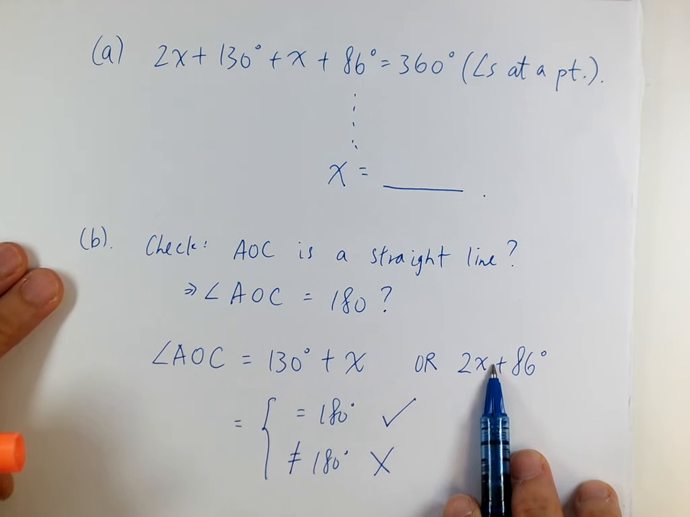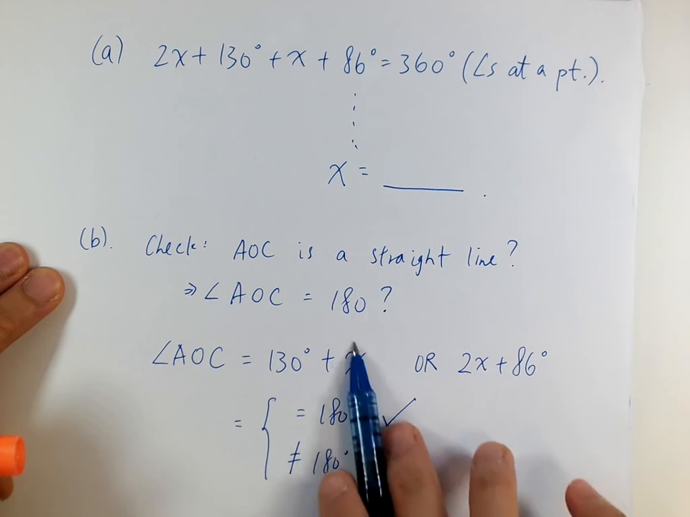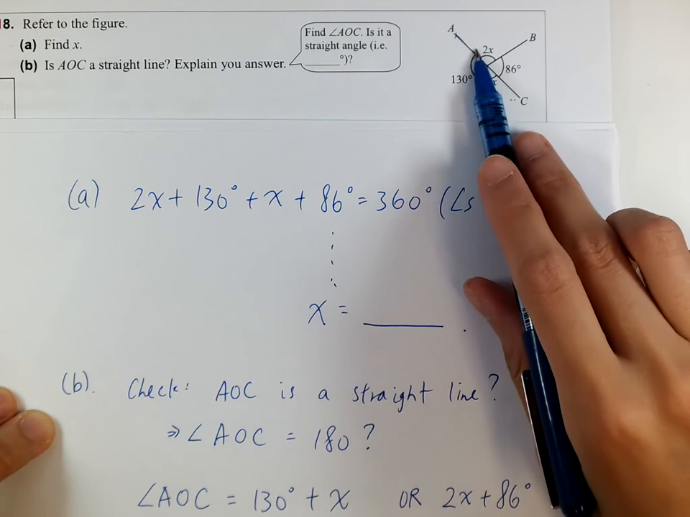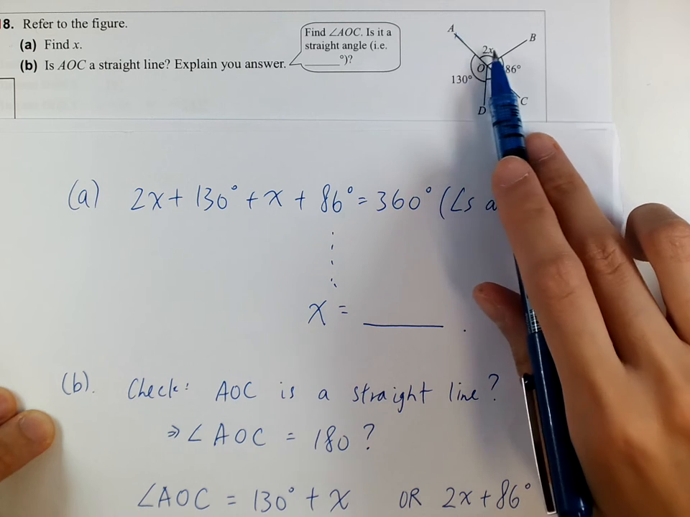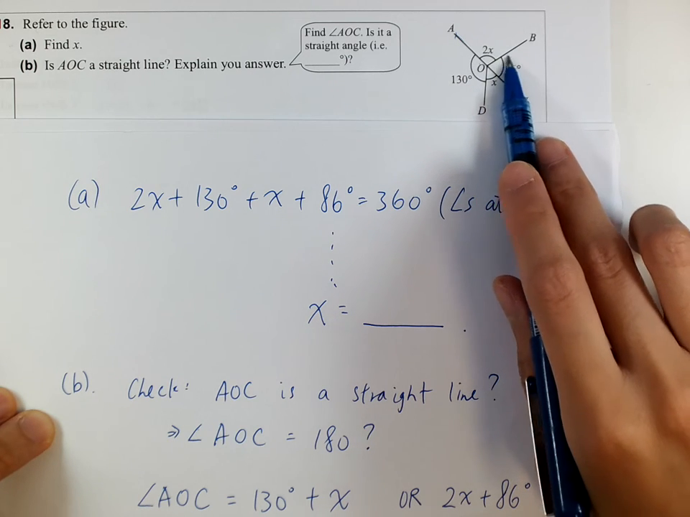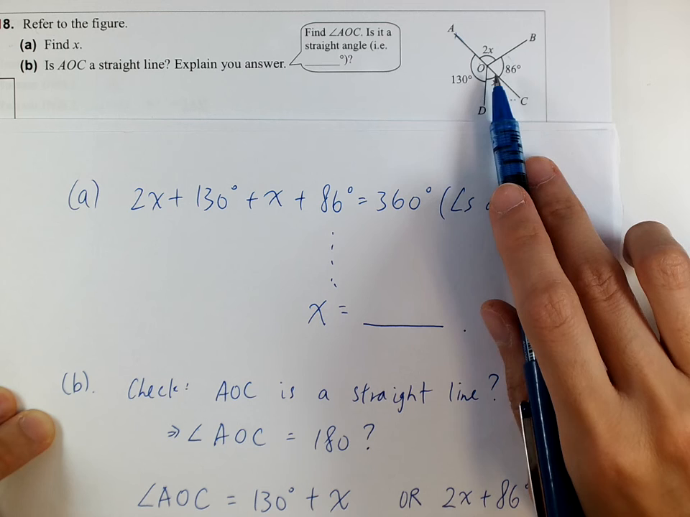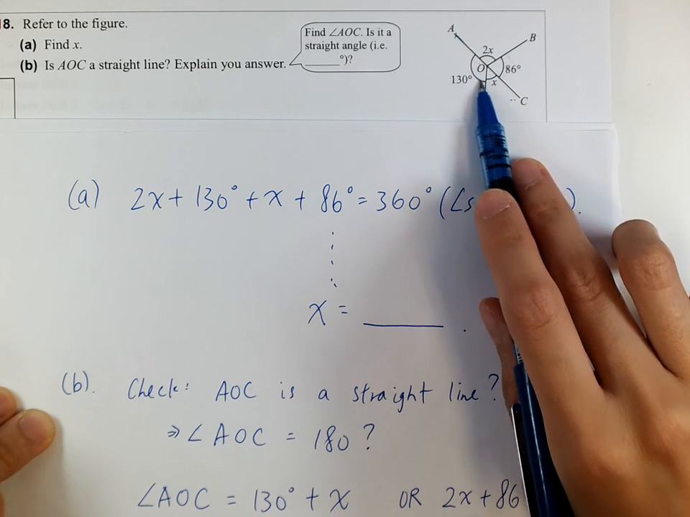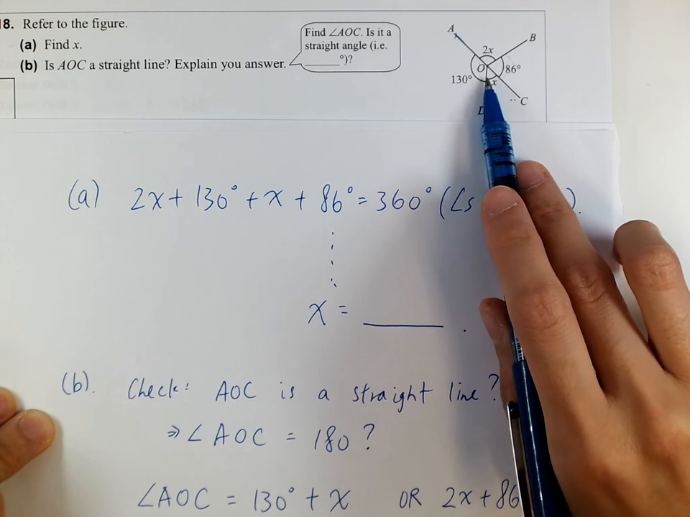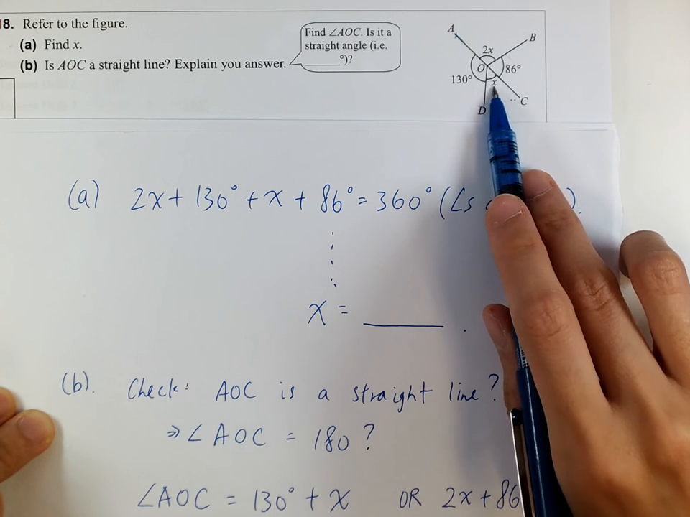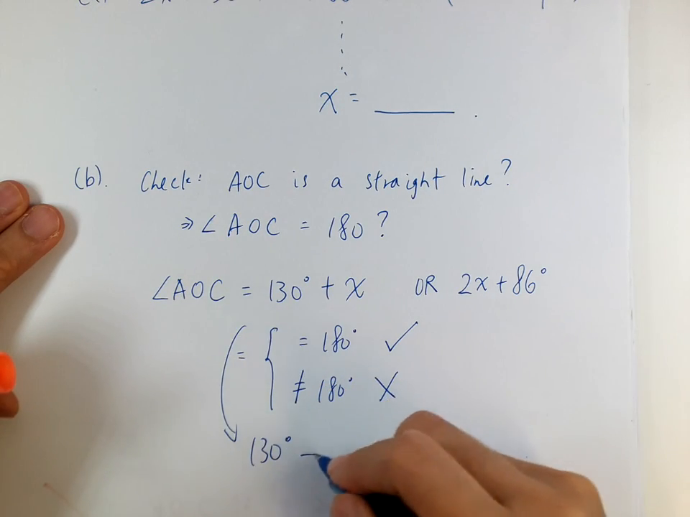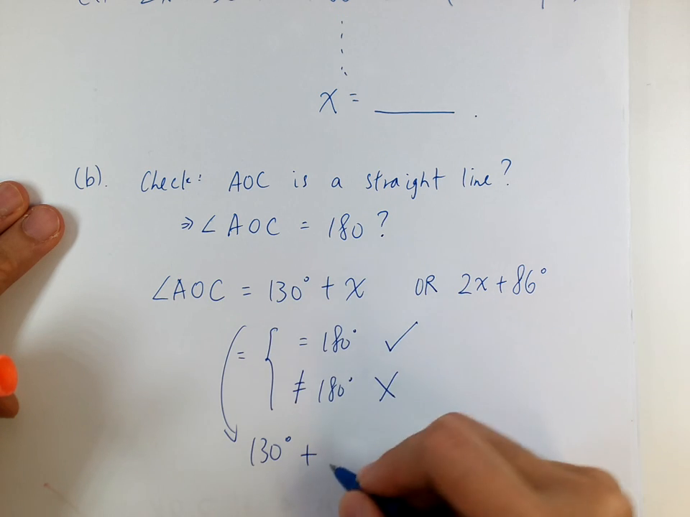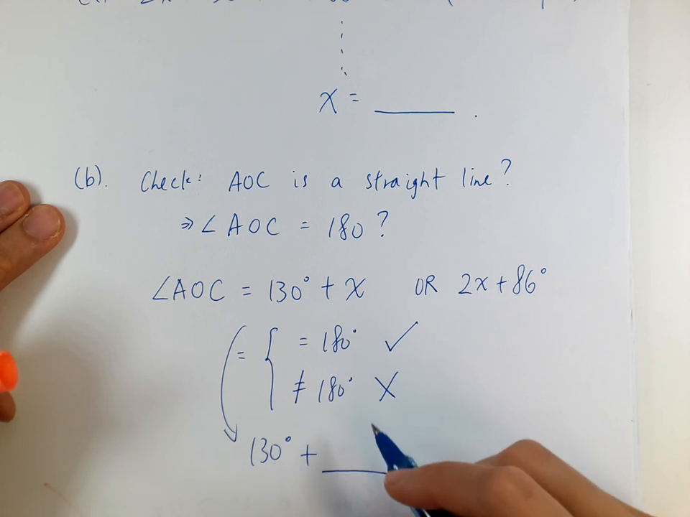Why do we only need to check one of them? Because if the angle on this side of the line is 180, then the angle on the other side will also be 180. So we only need to check one side. I think this side will be easier because the calculation is easier for x. So check if x is the value you get from A, and check if it is equal to 180.